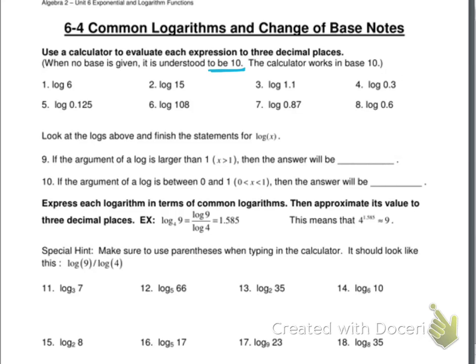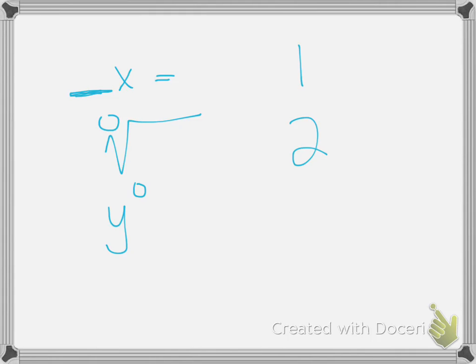If you remember from other lessons, if we have an x and there's nothing in front of it, what do we assume that thing to be? A 1. If there is a square root and there is no number right here, what do we assume it to be? A 2. If there is no exponent on a number, what do we assume it to be? A 1.